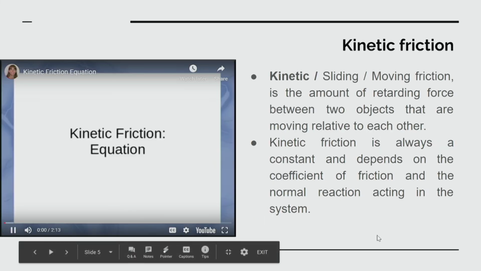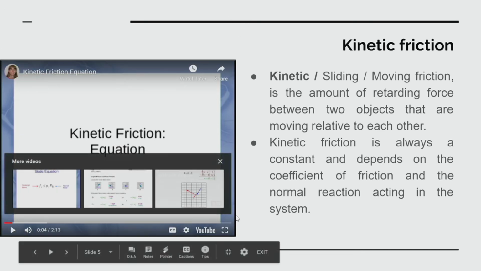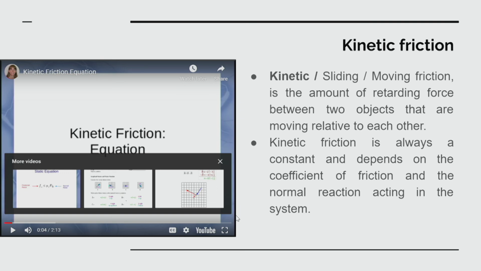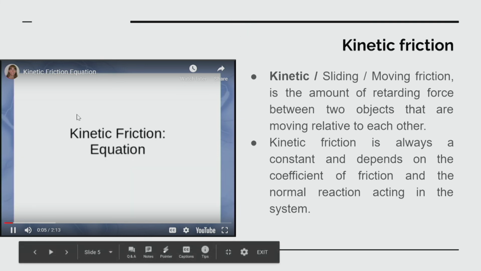Now we're going to talk about the equation for kinetic friction. While static friction comes into play when there is no relative motion, kinetic friction comes into play when there is a relative motion between the two objects, and kinetic friction is a constant. It depends only on the coefficient of friction and the normal reaction, as said in this video.